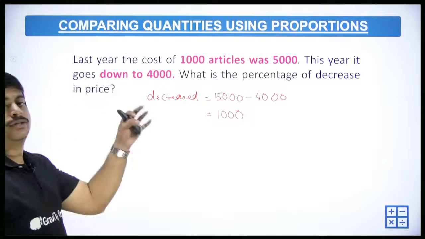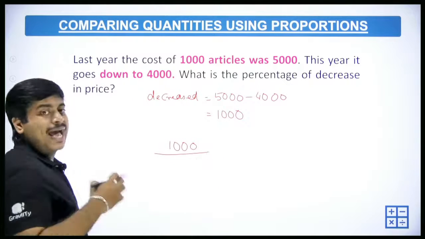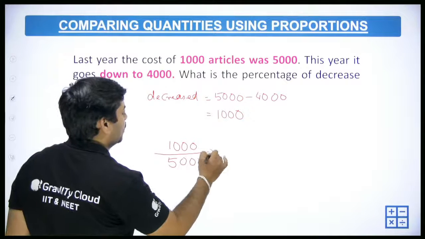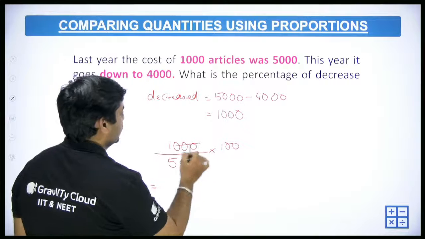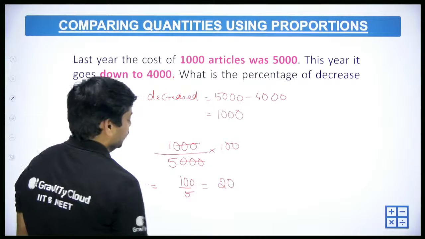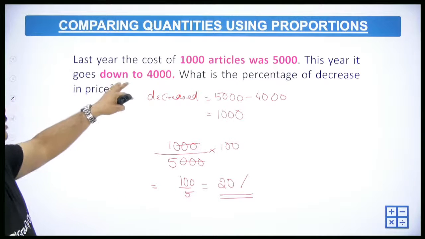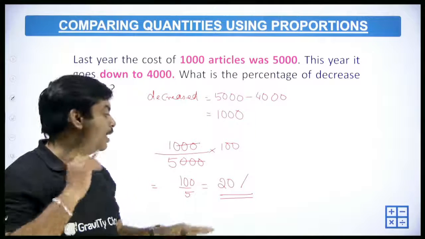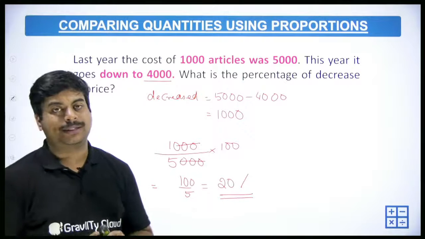So percentage of decrease means 1000 by what it used to be, the actual amount. The actual amount is 5000, so into 100. That is how you calculate the percentage. Percentage is always with respect to 100. 000 and 000 get cancelled. So it is 100 by 5, which is 20%. So what is the meaning of that? Last year when the cost of 1000 articles was 5000, now from 5000 it got reduced by 20%, and finally the present cost is 4000 rupees.